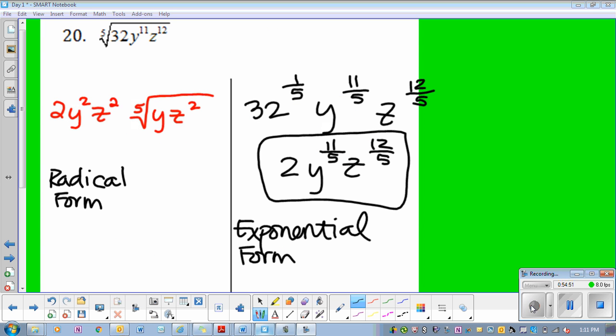Here's what you should have. Radical form, and rational exponential form. I just put exponential, didn't I? Sorry. Rational exponent form. Okay?